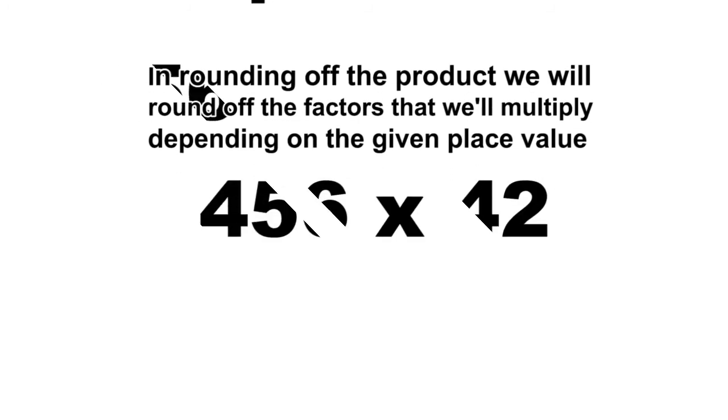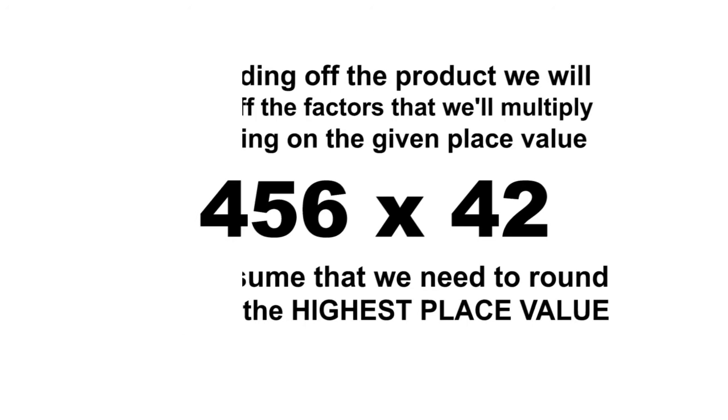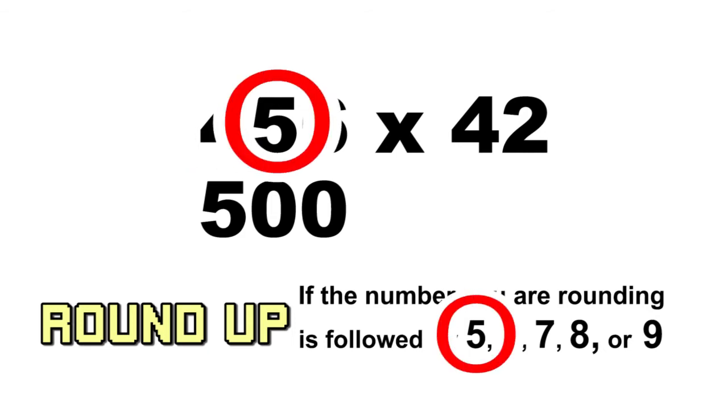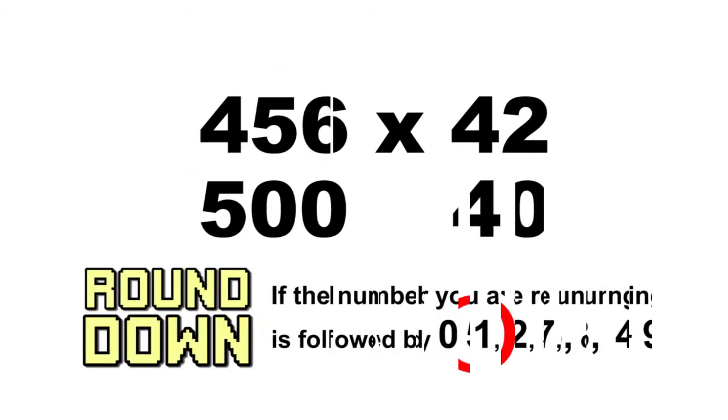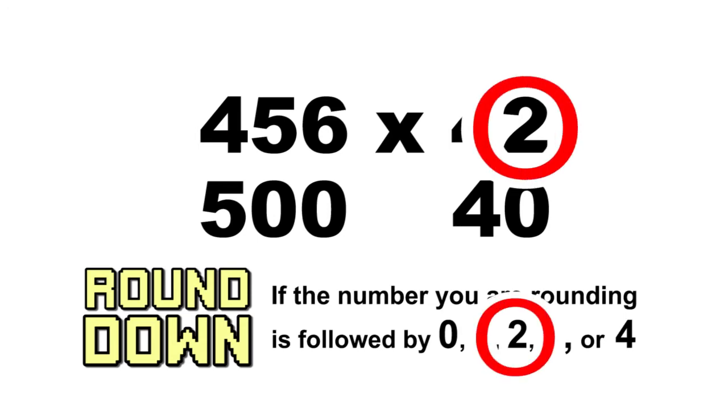For example, 456 times 42. Let's assume that we need to round it off to the highest place value. 456 will be rounded off to 500 since the value is 400, and we need to round it up since the next digit is 5. 42 will be rounded off to 40 since the value is 40, and it should stay the same since the next digit is 2. It will be 500 times 40.